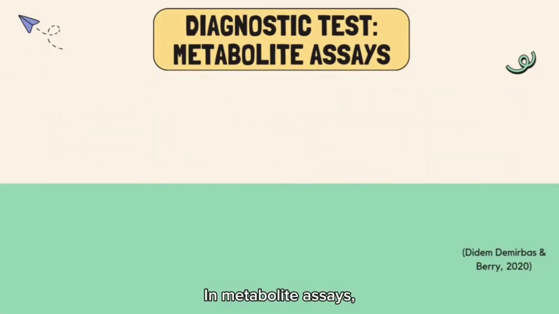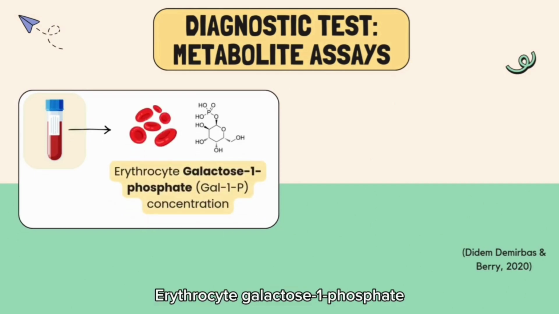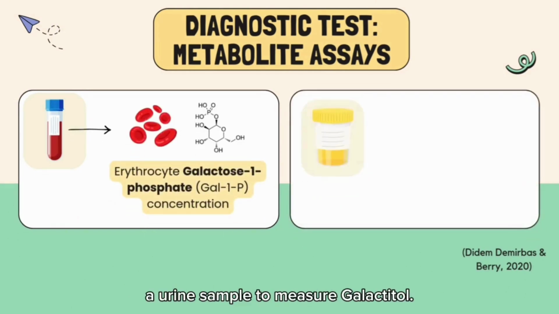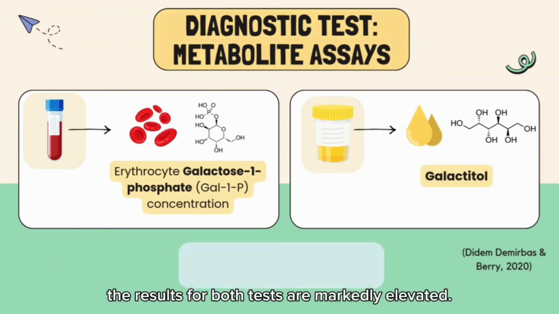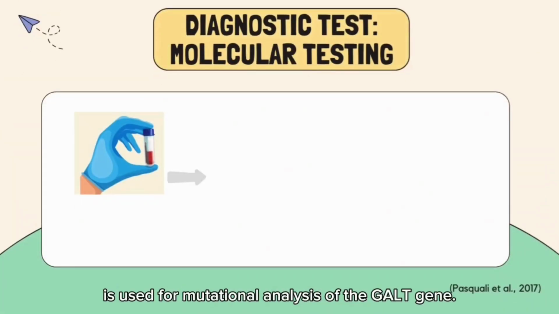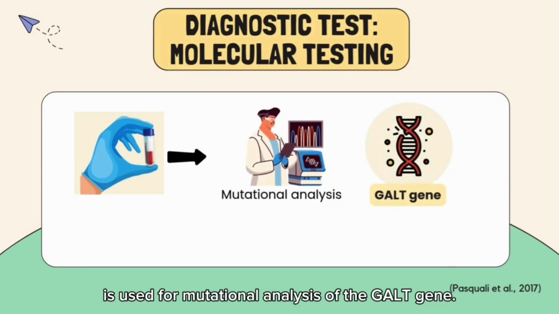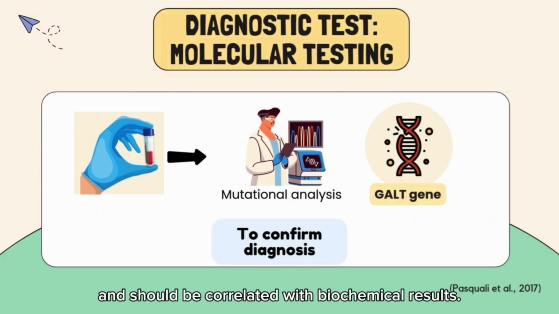In metabolite assays, doctors will request either a whole blood sample to measure erythrocyte galactose 1-phosphate concentration or a urine sample to measure galactitol. In galactosemic patients, the results for both tests are markedly elevated. Finally, in molecular testing, a whole blood sample is used for mutational analysis of the GALT gene. This test is useful in confirming the diagnosis and should be correlated with biochemical results.